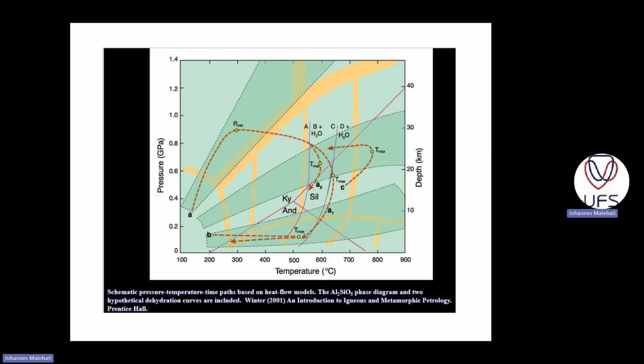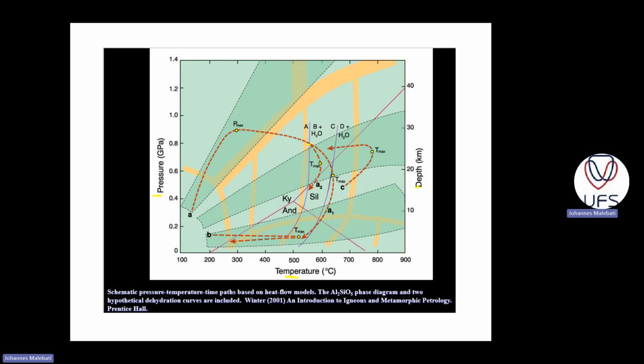You have the pressure on your left hand side, on your y-axis, and you've got temperature on your x-axis, and also the depth. And you've got two paths. You've got the one that goes from A to Pmax, and when it gets here, remember we're still within the kyanite stability zone. We're still on the kyanite.